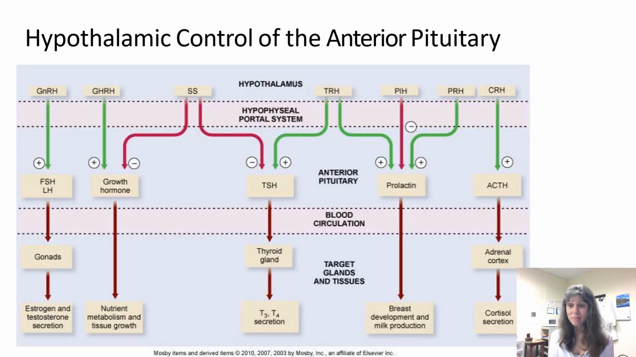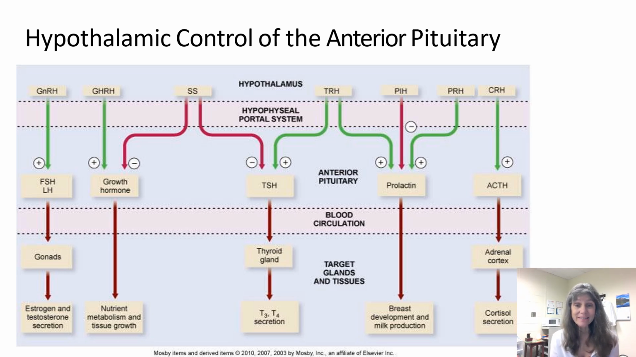I really like this chart because it demonstrates the hypothalamic control of the adenohypophysis. If we look at the top where you see the term hypothalamus, and then underneath it, it goes through the hypophyseal portal system, that's that capillary network, and the portal vessels, which take hormones from the hypothalamus to the anterior pituitary, and then from the anterior pituitary it's released into the bloodstream where it will circulate to target glands and tissues.